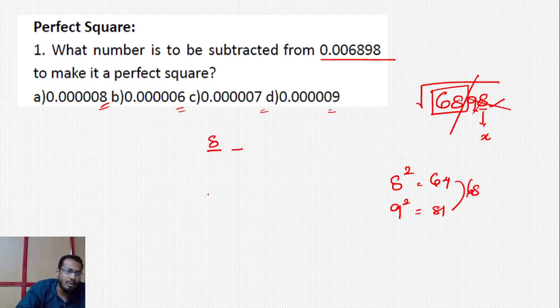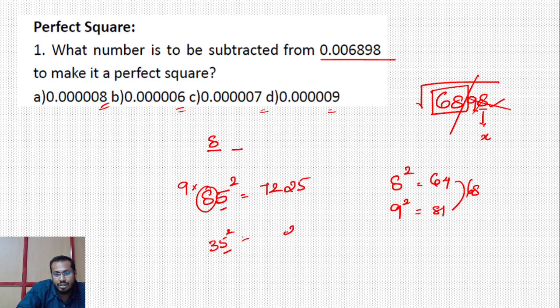And one more thing, what is 85 square? If the number ends with 5, then 5 square is 25, and the first digit is 8, the next number is 9. 9 times 8 is 72. This is how we can get the answers easily when the number ends with 5. See, if it is 35 square, 5 square is 25, the next number after 3 is 4, and 4 times 3 is 12. This is the answer.